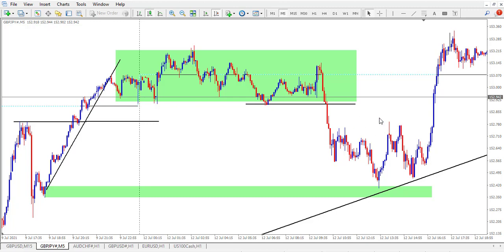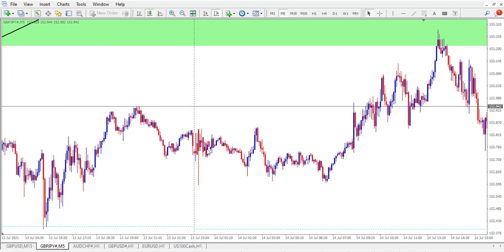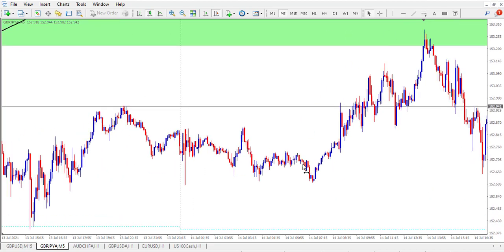So this is M5. I like to play on the M5 because it gives me a lot of opportunities to enter in the market. So guys, this is just me. You can use this on any time frame: M15, M30, H1, H4, D1 if you are that patient. So this is what is here. Then let's look at another example.